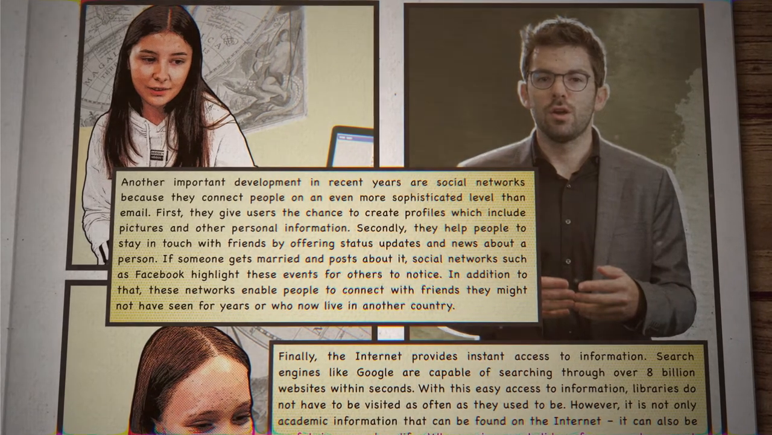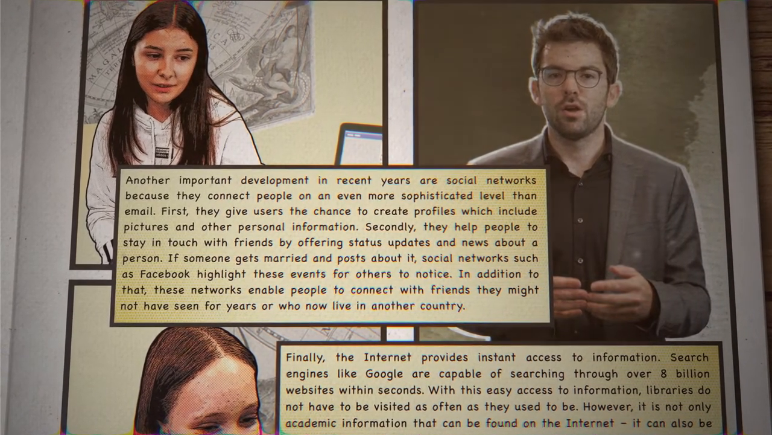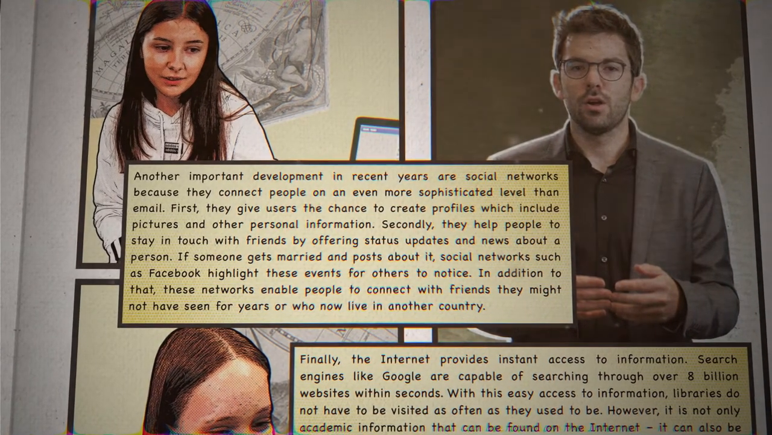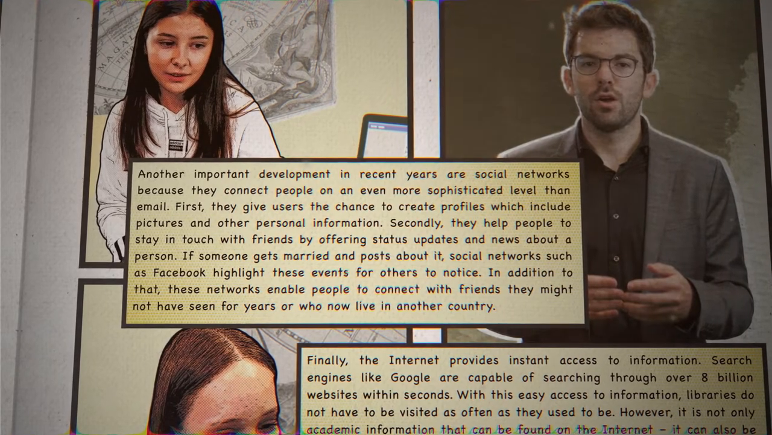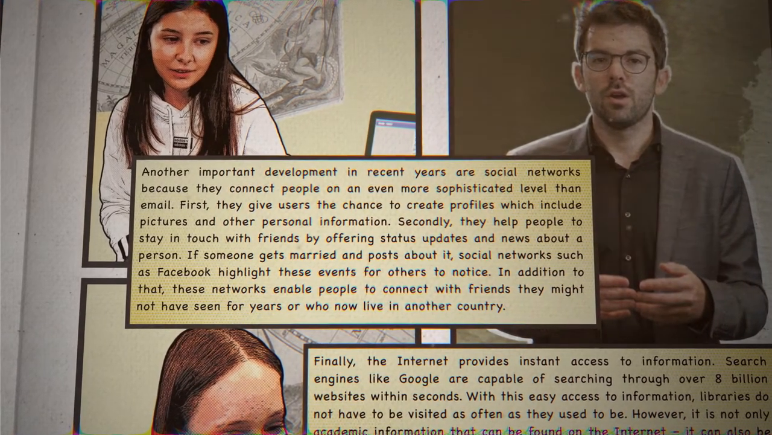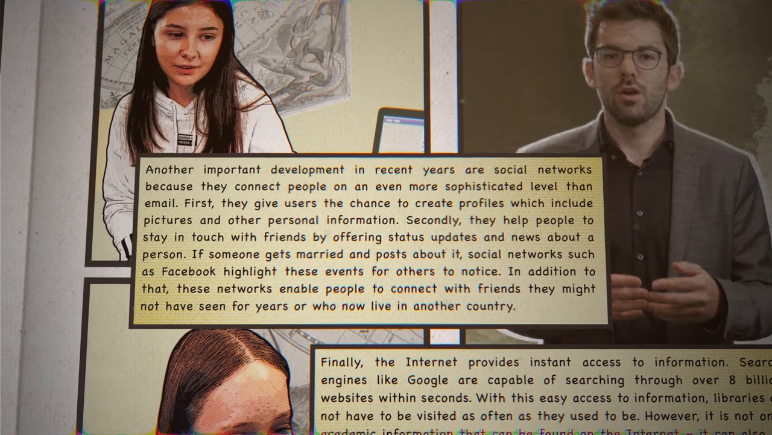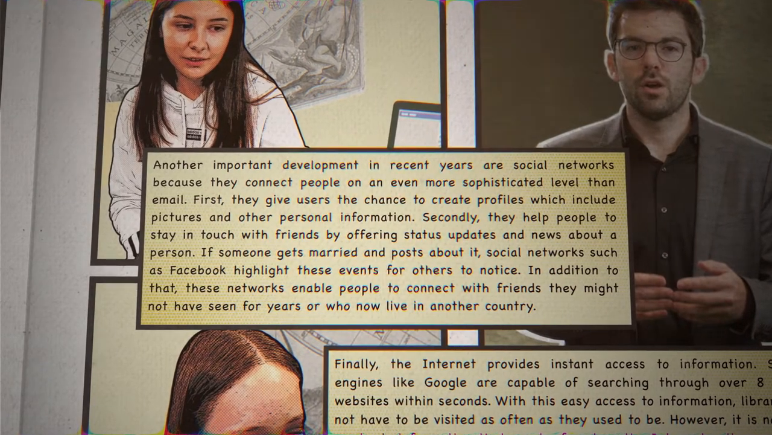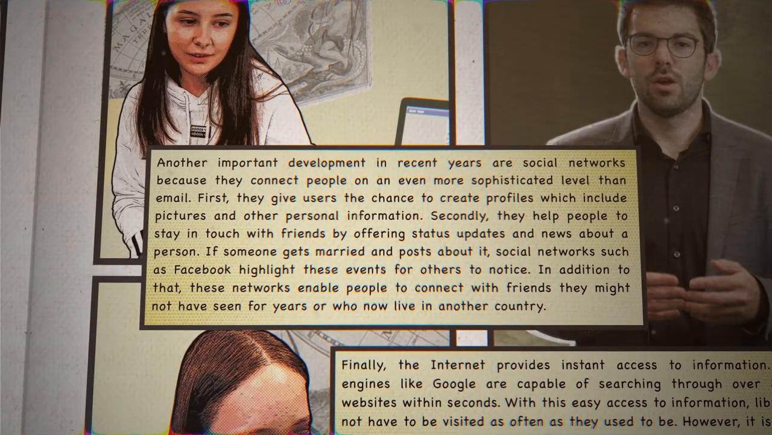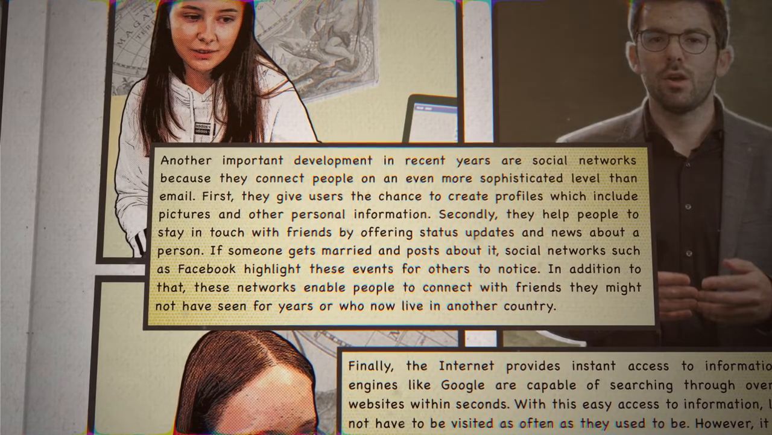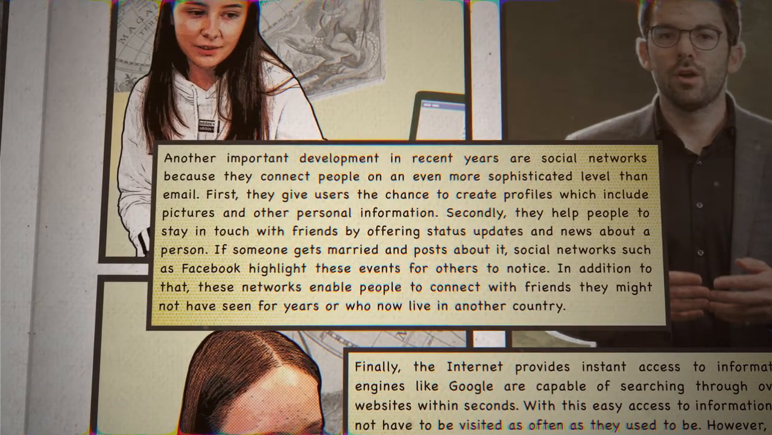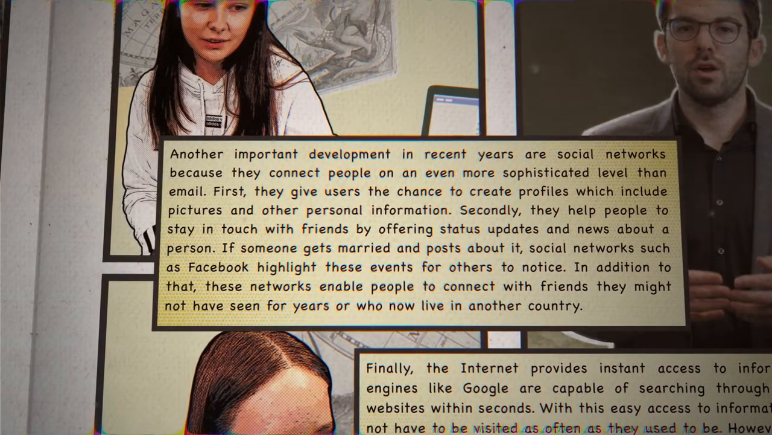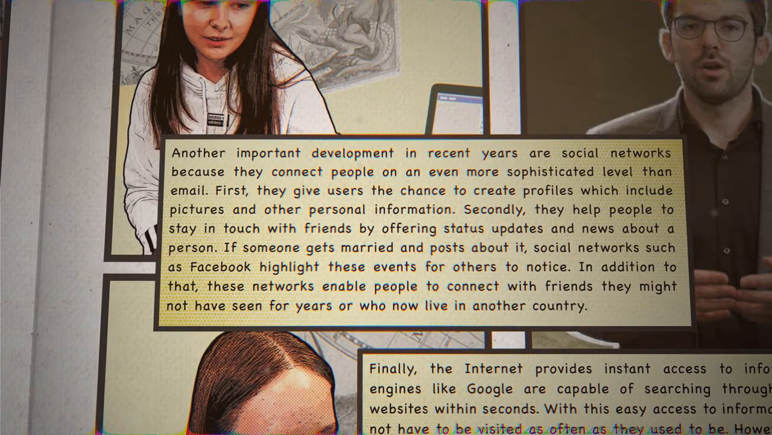Another important development in recent years are social networks, because they connect people on an even more sophisticated level than email. First, they give users the chance to create profiles, which include pictures and other personal information. Secondly, they help people to stay in touch with friends by offering status updates and news about a person. If someone gets married and posts about it, social networks such as Facebook highlight these events for others to notice. In addition to that, these networks enable people to connect with friends they might not have seen for years, or who now live in another country.